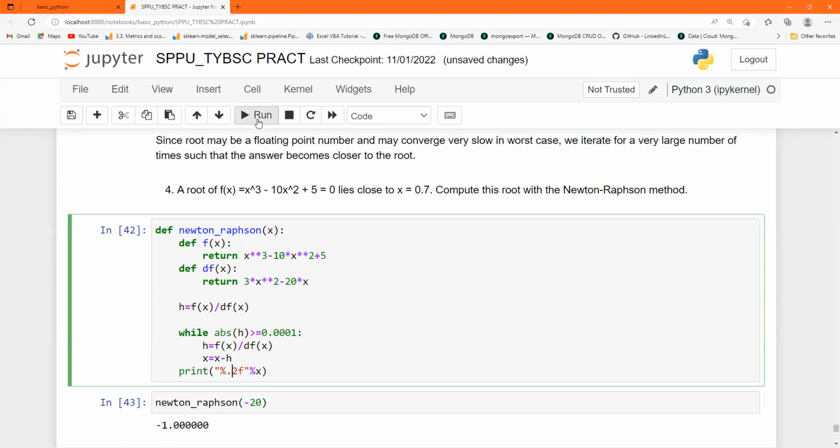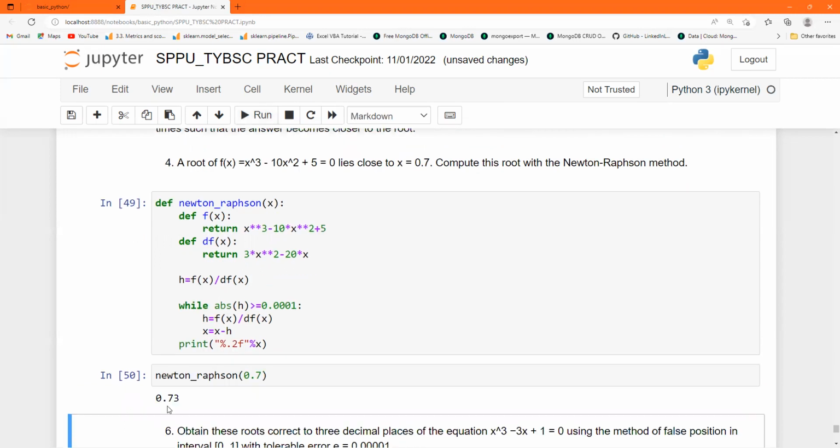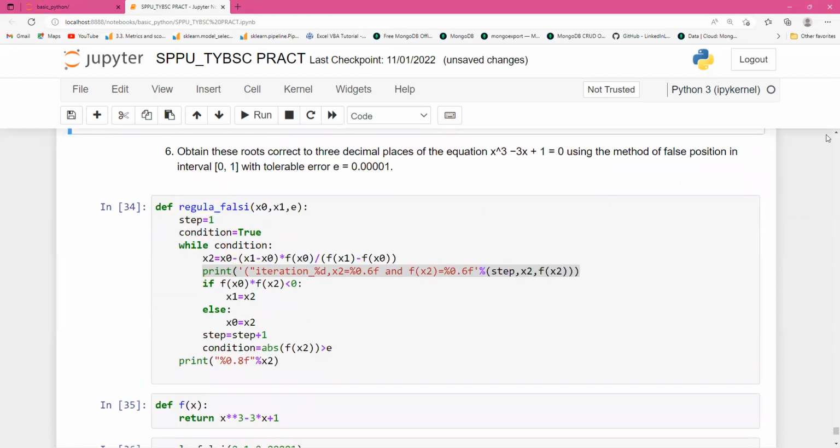And if I run this function now, okay, if I run, it's run. Now I have to use x is equal to 0.7. X is equal to 0.7, and if I run this, I will get 0.73. Yes, so they have told it lies close to x is equal to 0.7. This is the root. So which is the root, guys? 0.73 is the root of the given equation, which lies nearly and closely to 0.7. Okay. So I hope, guys, all of you understood this question.